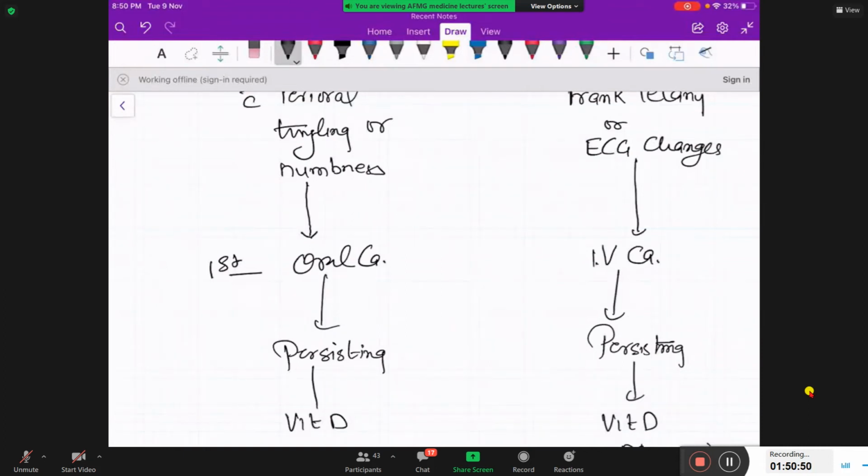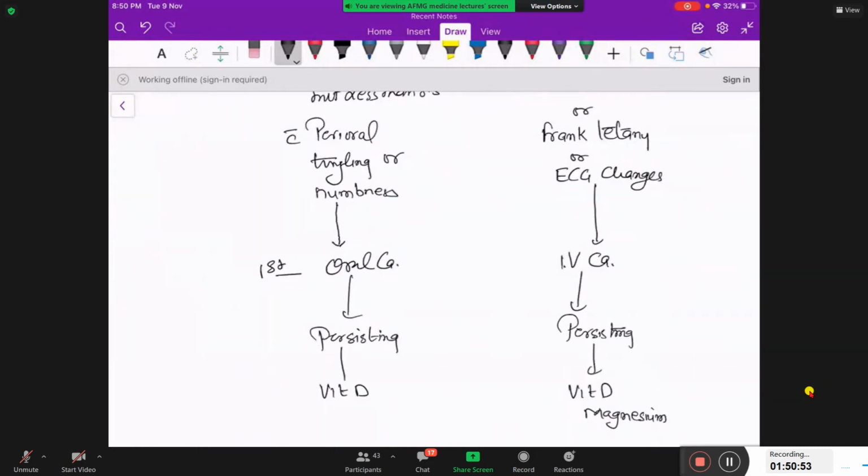Okay, now another question. Patient underwent total thyroidectomy and got discharged. Why, sir?